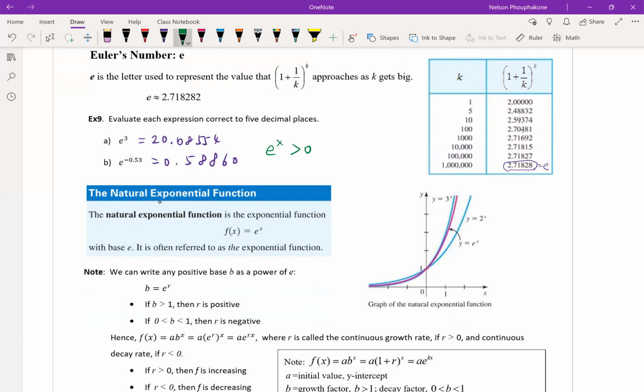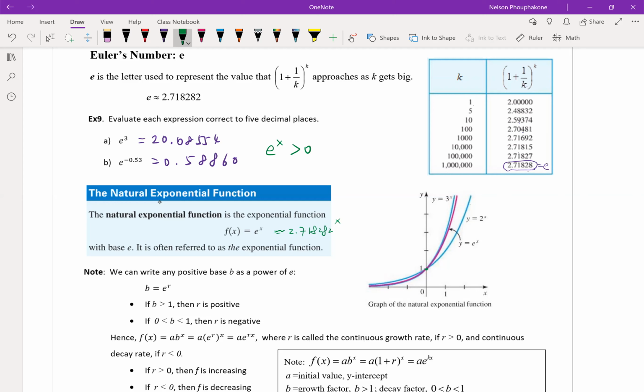Then it turns out that it is related to the natural exponential function. The exponential function f of x equal to e to the x with the base e is often referred to as the exponential function. Remember, e is a number, 2.71828, raised to the power of x. So you will see that the function e to the x is between 2 to the x and 3 to the x. And one thing about this is, again, the y-intercept is 1.